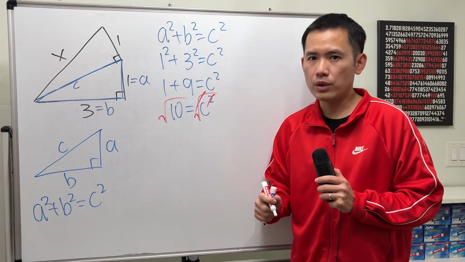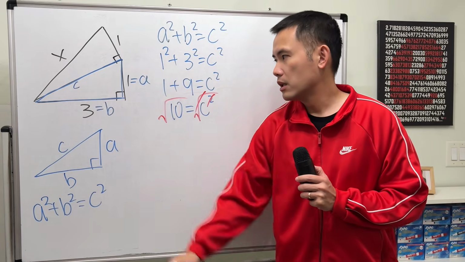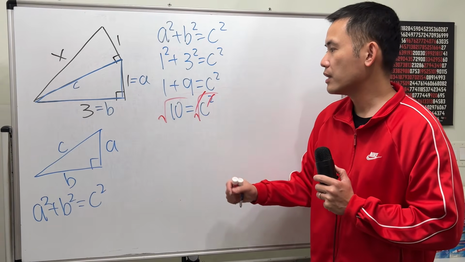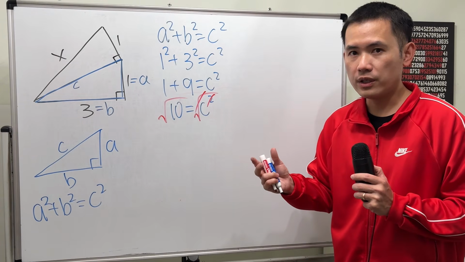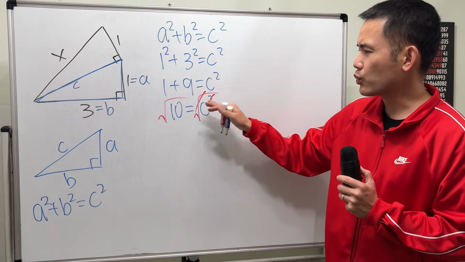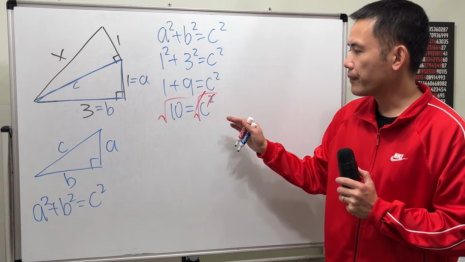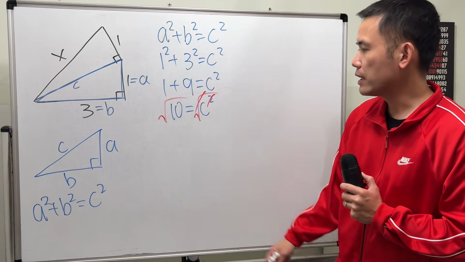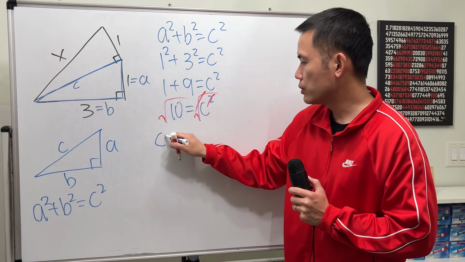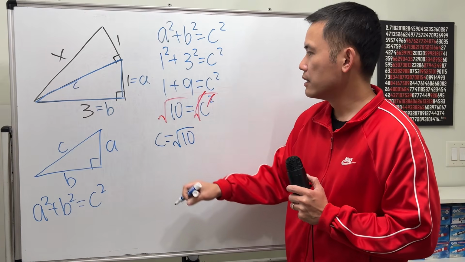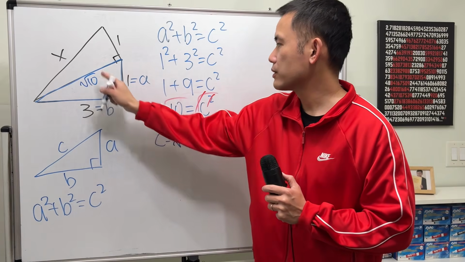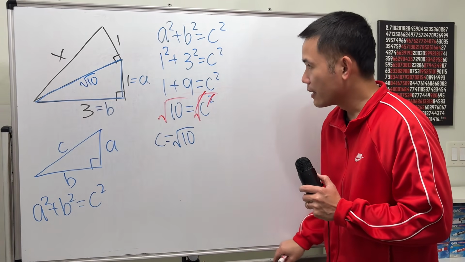Just a positive square root though, because we're dealing with the hypotenuse, which is the length of a triangle. You cannot have negative. Because if you're solving a regular equation with x, then when you square both sides, and then root both sides, make sure you put a plus or minus. But anyways, c is just equal to square root of 10. So now we can say this right here is square root of 10. So that's what we have now.